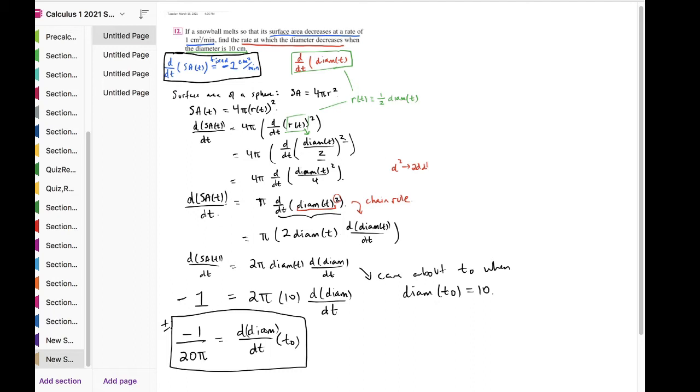But yeah, diameter is 2 times radius. So that was our step here. So 1/2 diameter is the radius. That was our substitution there. Okay, so any questions on this one?